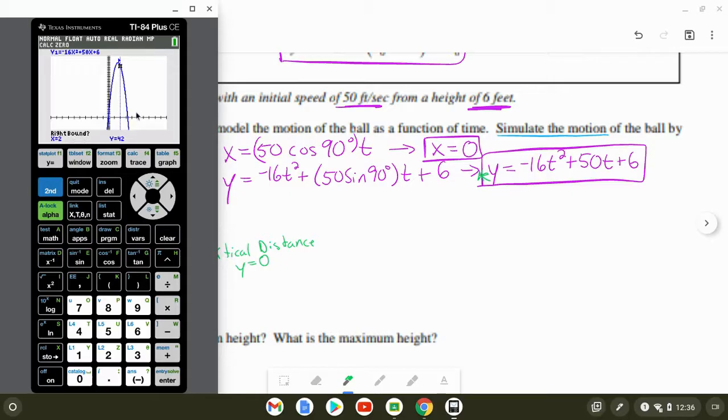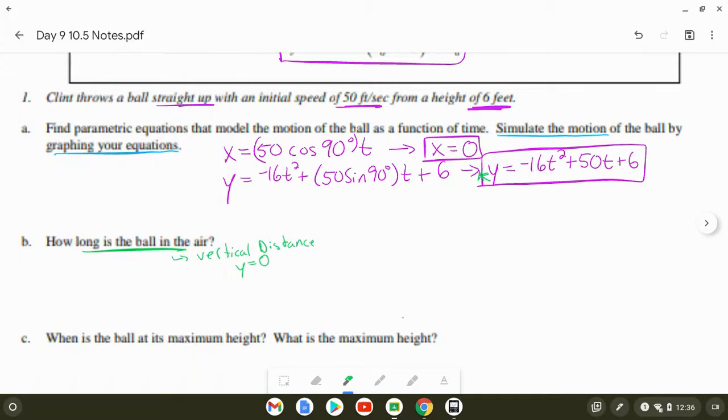Now I need to be on the right side, so I'll go to 4 or 5. We'll go 5, hit enter. And then these little bars are saying, is your 0 between these two bars? Yep, hit enter, and it'll give me that intersection. So the ball hits the ground at about 3.24 seconds. So at about 3.24 seconds, the ball is going to hit the ground.